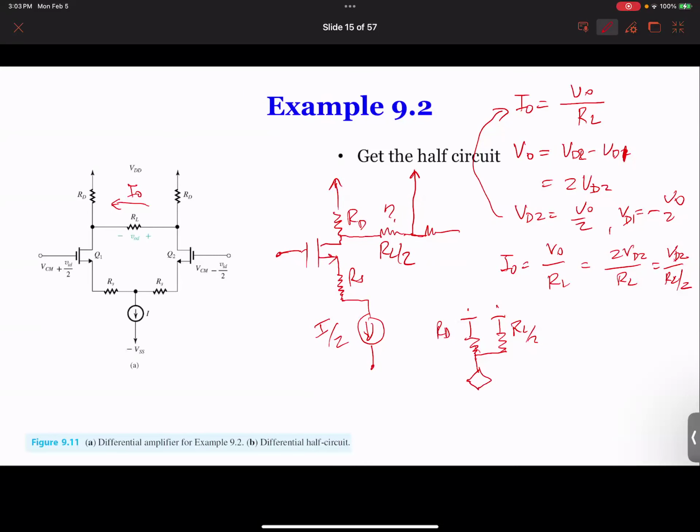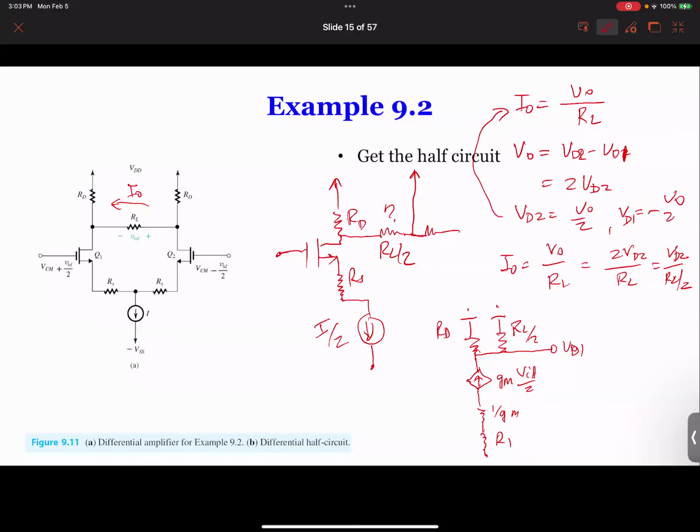Yeah. So this is your output over here, VO, which is really VD1. And this is the current source, which is GM times half VID over 2 in this case. And here you have this 1 over GM, and then you have RS. And here, it doesn't matter, it goes to ground.